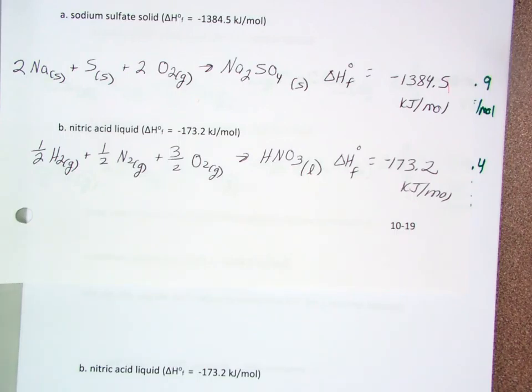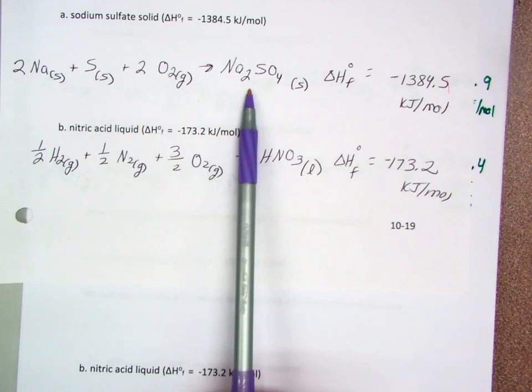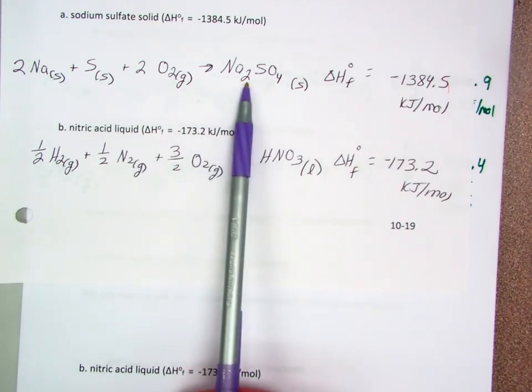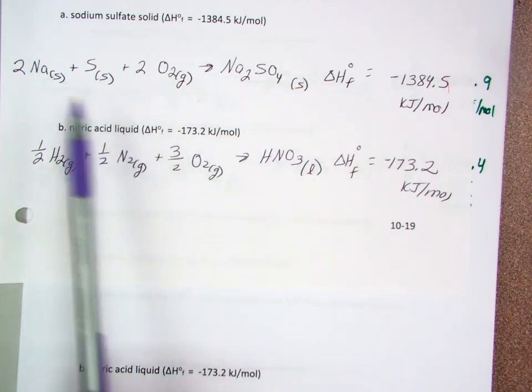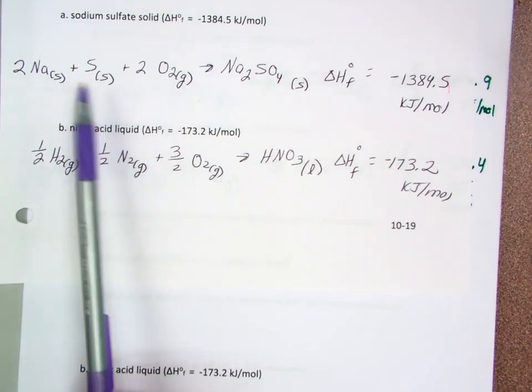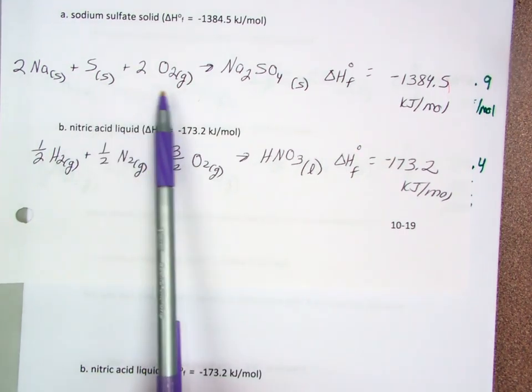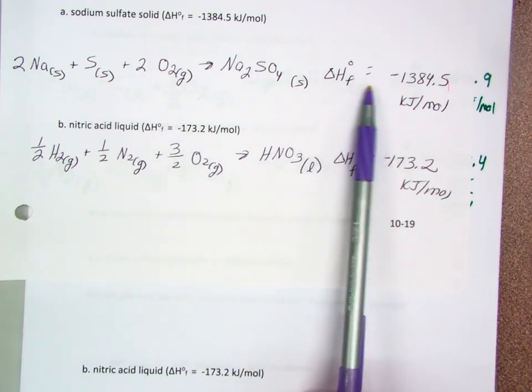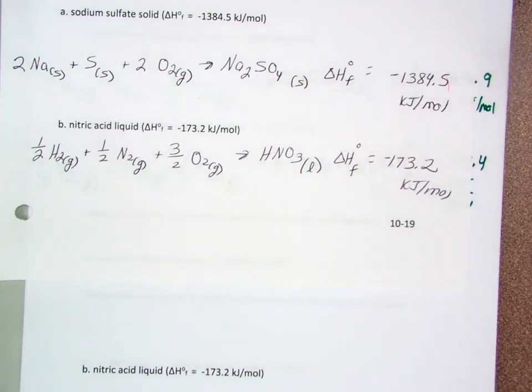Did you come up with the same thing I did? Sodium sulfate. Sodium's a +1 ion, sulfate's a -2, so it's Na2SO4 solid. So we need 2 sodiums, 1 sulfur, and 2 diatomic oxygen gas. And delta H0 sub F is negative 1384.5 kilojoules per mole.